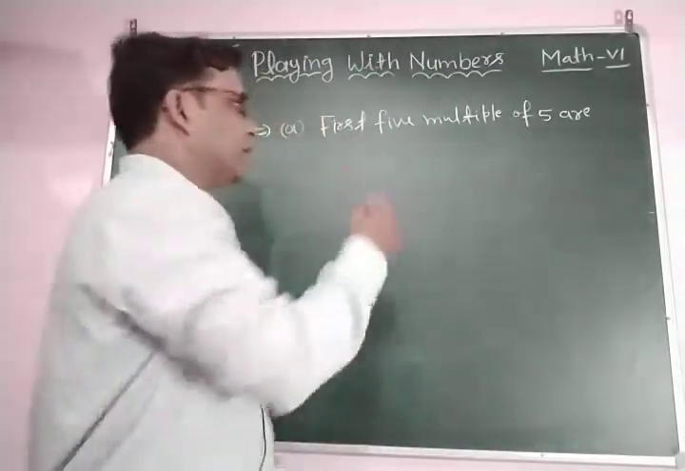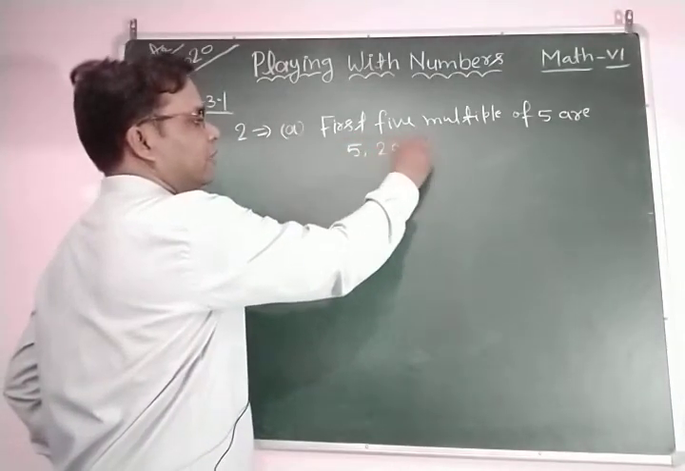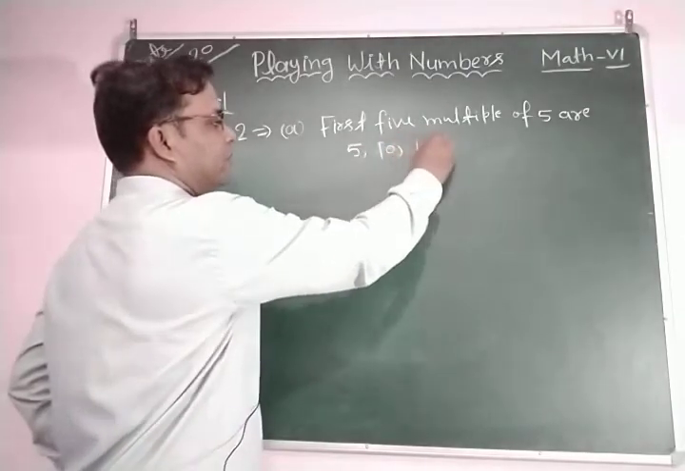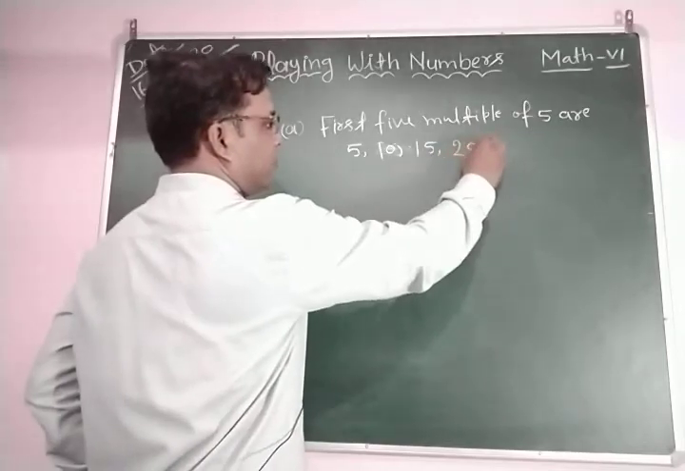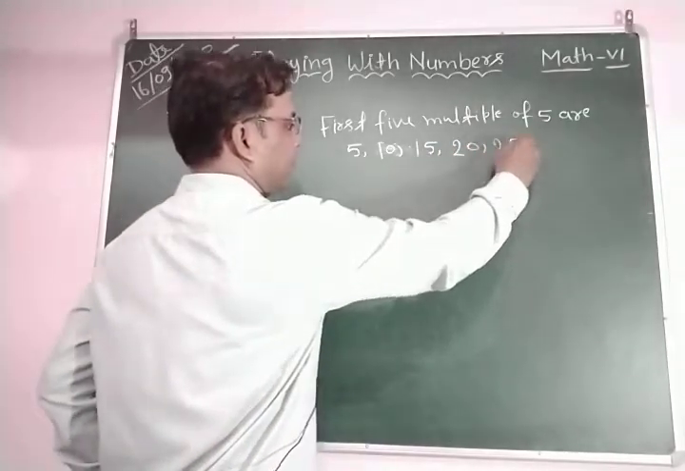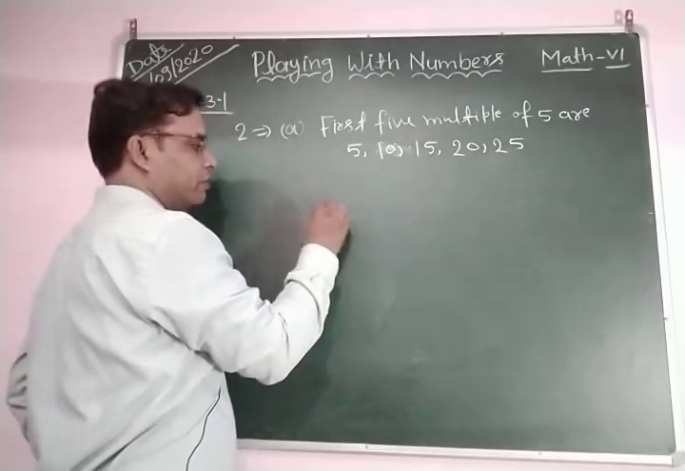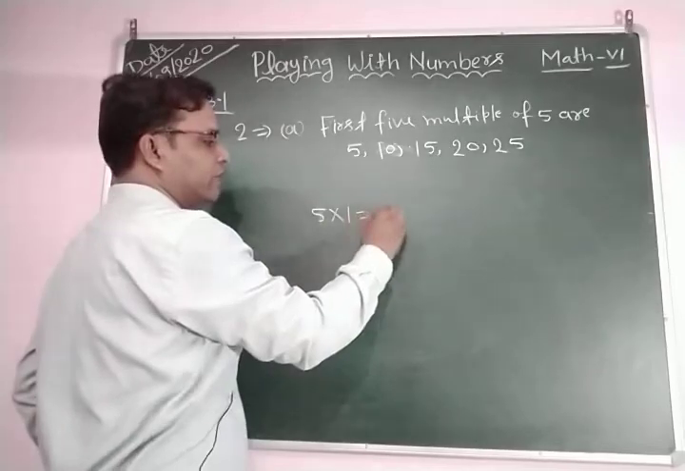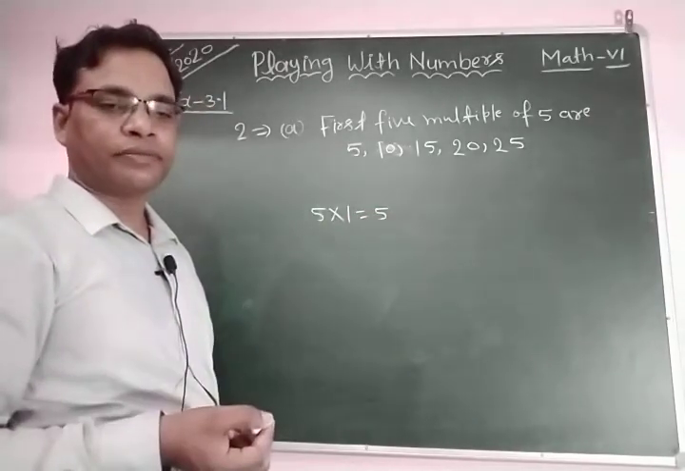So you can write here 5 1 is 5, comma, 5 2 is 10, 5 3 is 15, 5 4 is 20, 5 5 is 25. Okay. If you multiply 1 into 5, or you can say 5 into 1, this is equal to 5. This is the first multiple.